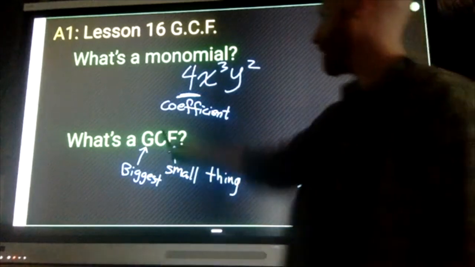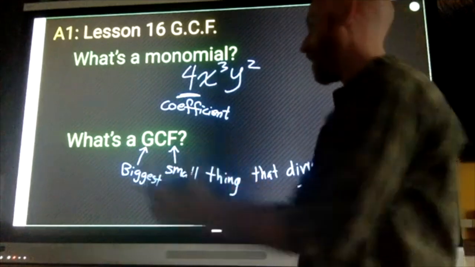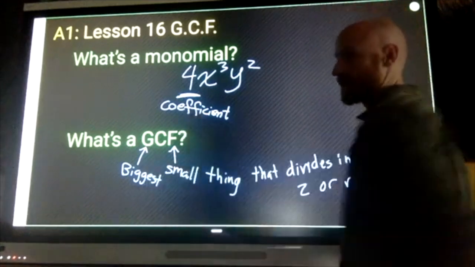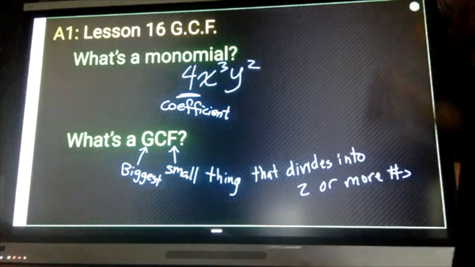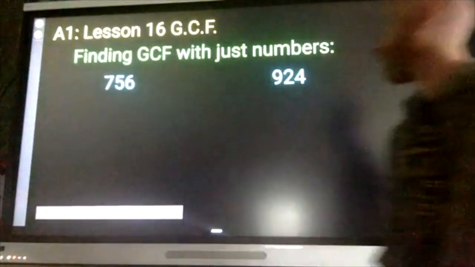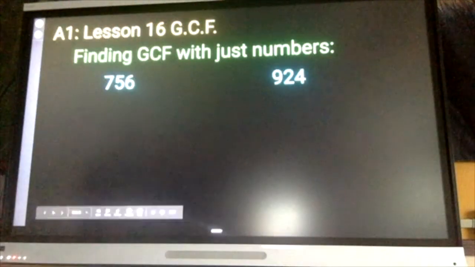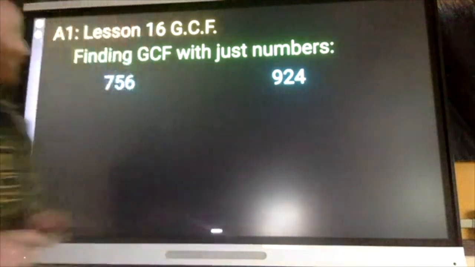And that's where the common comes in, all right? It's a small thing that divides into two things in common or three things in common. It's the biggest in the set of small things that divide into. We're gonna look at how that works. Actually, again, a little bit of a review. How can you find GCF if you're just dealing with numbers? There are two main strategies that I tend to employ.